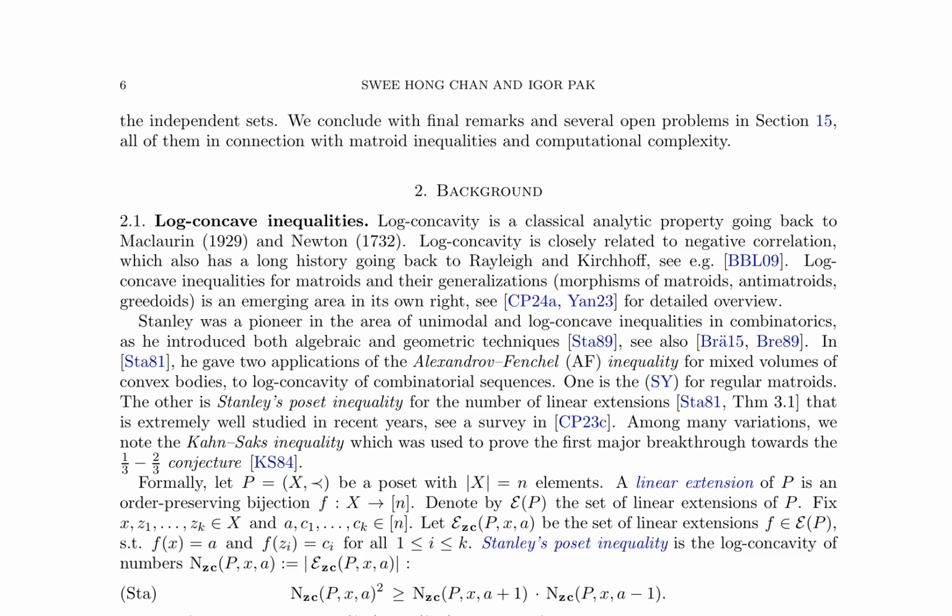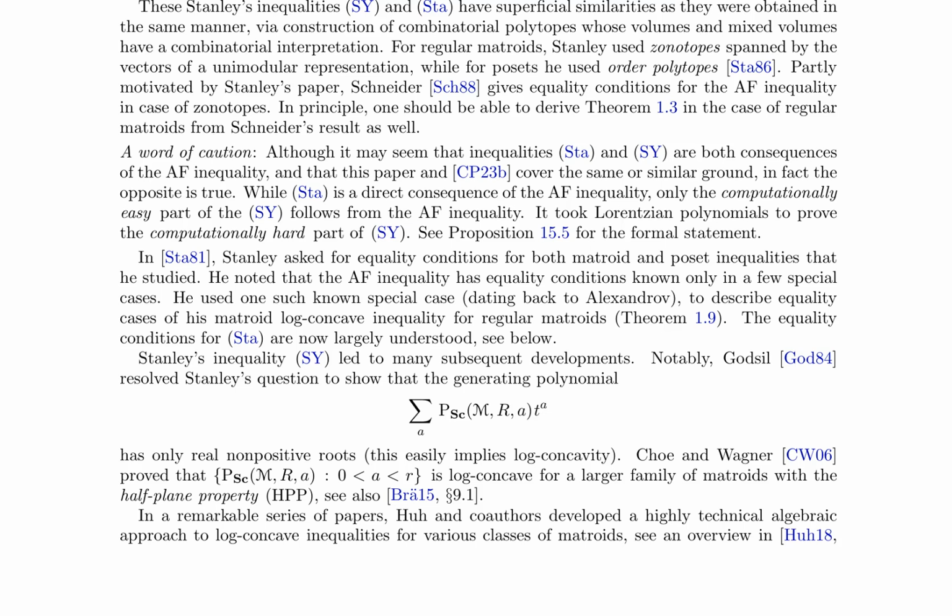The section also delves into the historical background of log-concave inequalities, including the work of Maclaurin, Newton, and Stanley, and their connections to negative correlation and combinatorial complexity. It concludes by discussing the equality conditions for the Stanley-Yan inequality and its variants, highlighting the significance of these results in the field of matroid inequalities and computational complexity.